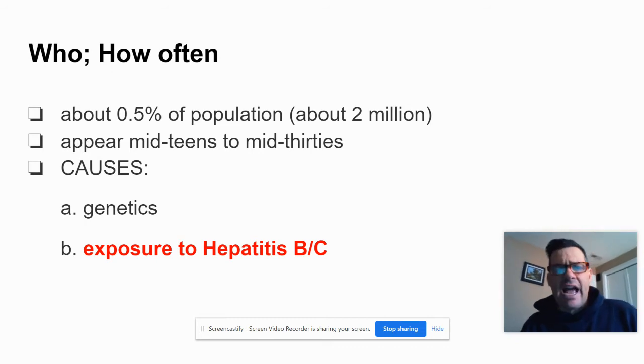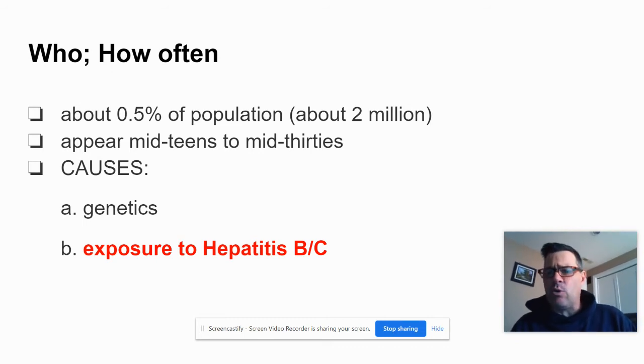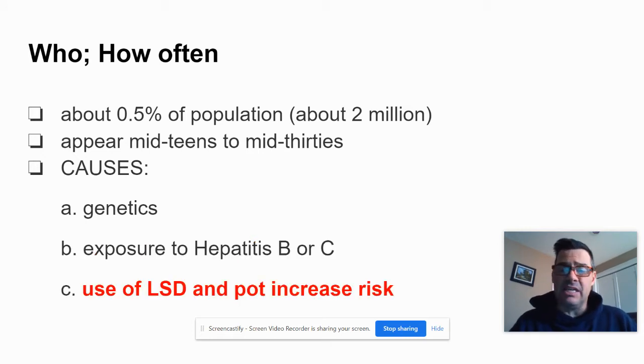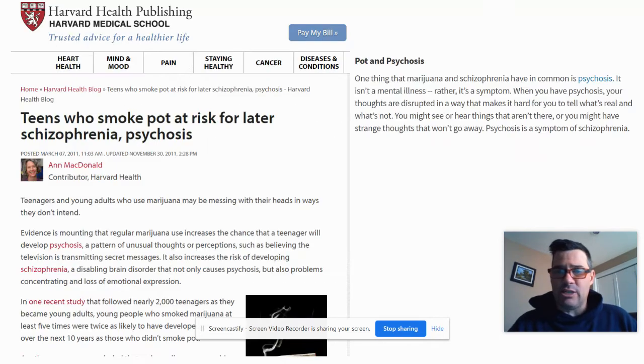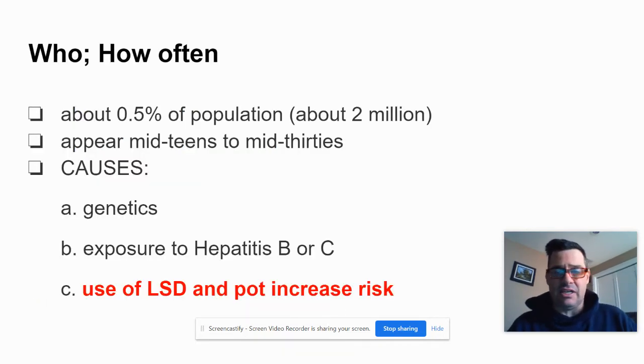Interestingly, there is some science that shows that exposure to hepatitis B or C has some connection to schizophrenia. So it's actually possible to connect this to disease. And then lastly, and maybe shockingly, and there's still some debate on this, the use of LSD and high-level use of pot increase the risk. That's a major aspect here. So high use of LSD and pot will increase the risk of schizophrenia.